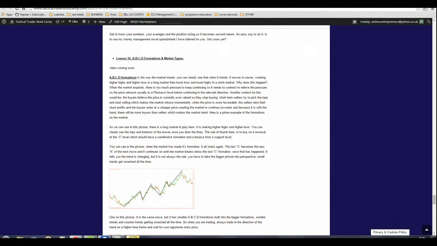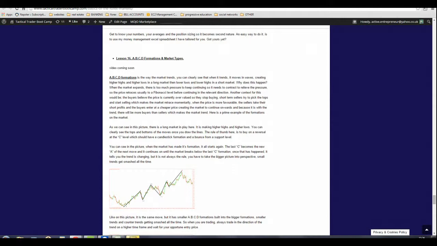Another context for this would be the buyers believe that the price is currently overvalued, so they stop buying. Short-term sellers try to pick the tops and start selling, which makes the market retrace momentarily. When the price is more favourable, the short sellers take their profits and the buyers enter at a cheaper price, creating the market to continue onwards in its relevant direction. And because it's with the trend, there will be more buyers than sellers at this point, which makes the market trend.